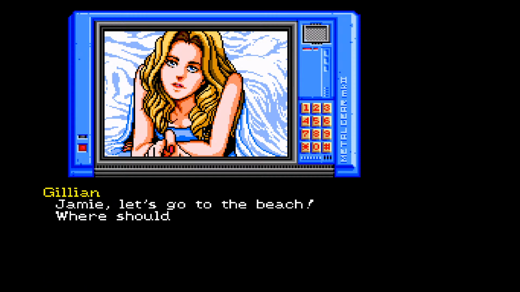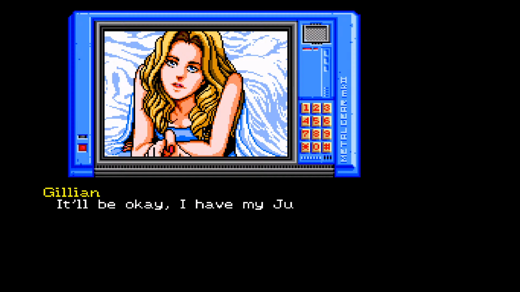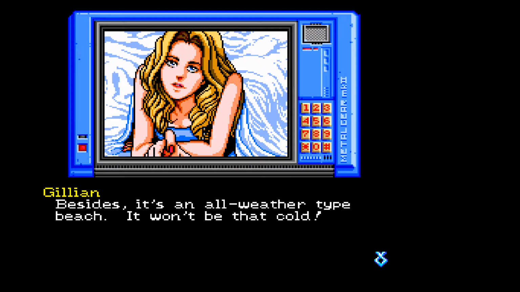Let's try the ocean. Jamie, let's go to the beach. Where should we go? How about Ashia Bay or Old Suma? Wait, I know. Let's go to Mako Park. I'm not sure if it's Miko or Mako. It's sealed off, but I know a back way in. It'll be okay, I have my junker pass. Besides, it's an all-weather type beach. It won't be that cold.